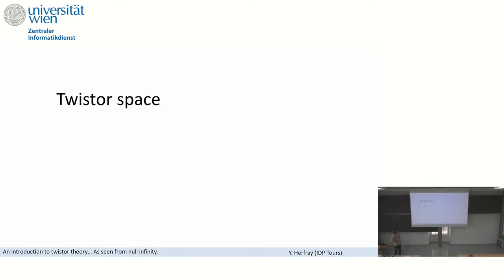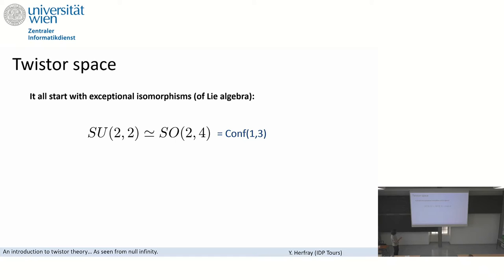Let's start with what twistor space is. It all starts with exceptional isomorphisms, which I reviewed here. It turns out that in four dimensions, and twistor theory is really going to have to do with four dimensions, you have this exceptional isomorphism for the conformal group. So SO(2,4), which is the conformal group of Lorentzian Minkowski space, is also SU(2,2), it turns out.